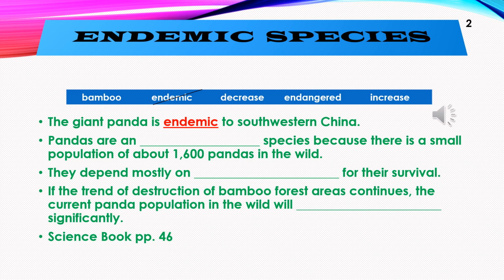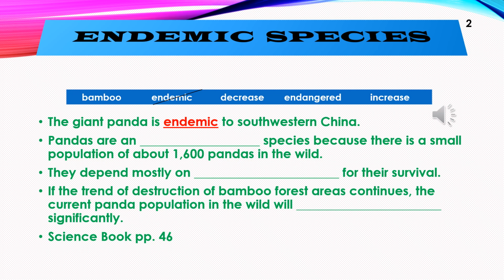And as you can see, this little fellow right here has a little bamboo. Okay, now here you have the vocabulary. You have bamboo, endemic, decrease, endangered, and increase. You have 5 words, and out of the 5 words you are going to use 4 of them to be able to answer the following statements.